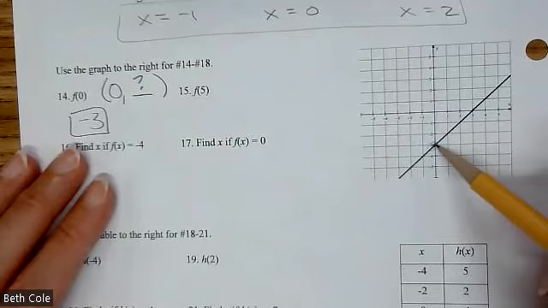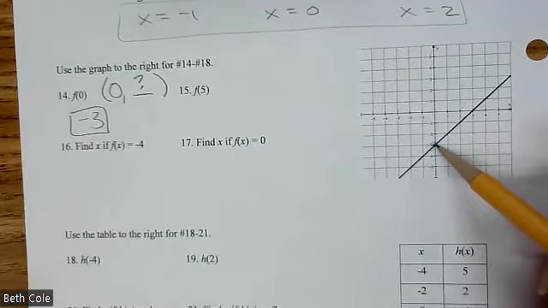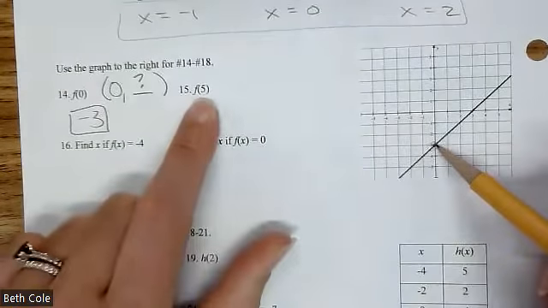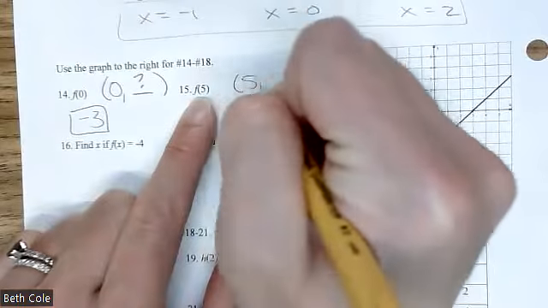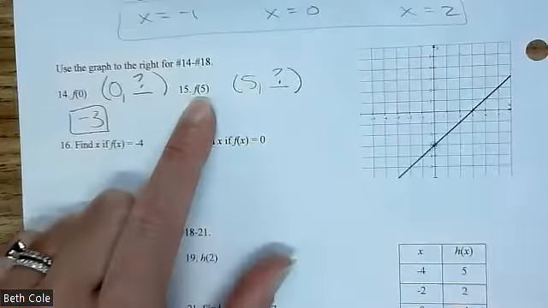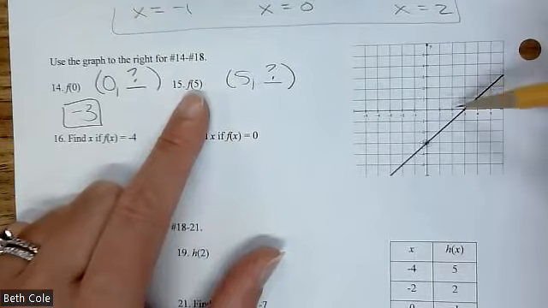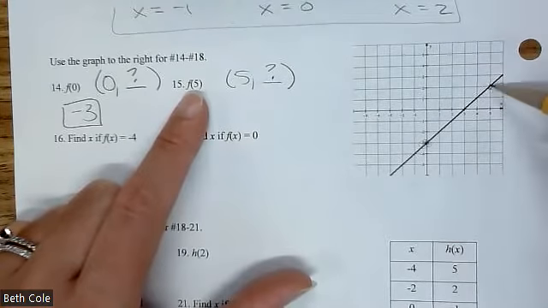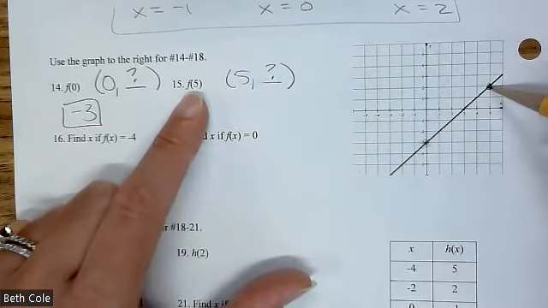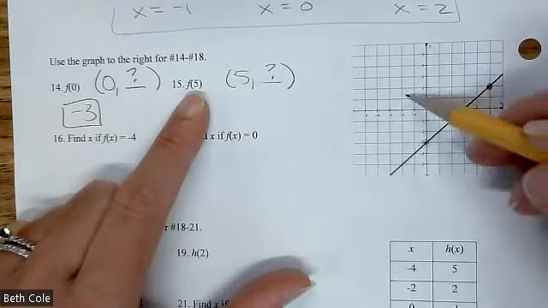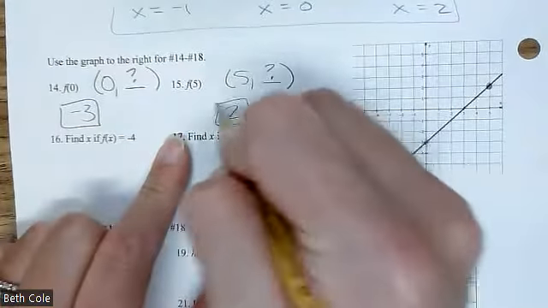But you need to pay attention so you don't miss the easy ones, okay? F of 5, that means you want the point 5, comma something. So all you do is go to the graph and find a point on it that would be 5 something. It's right here. Do you see that? It would be 5, comma 2. 2 is your answer. That's literally it.